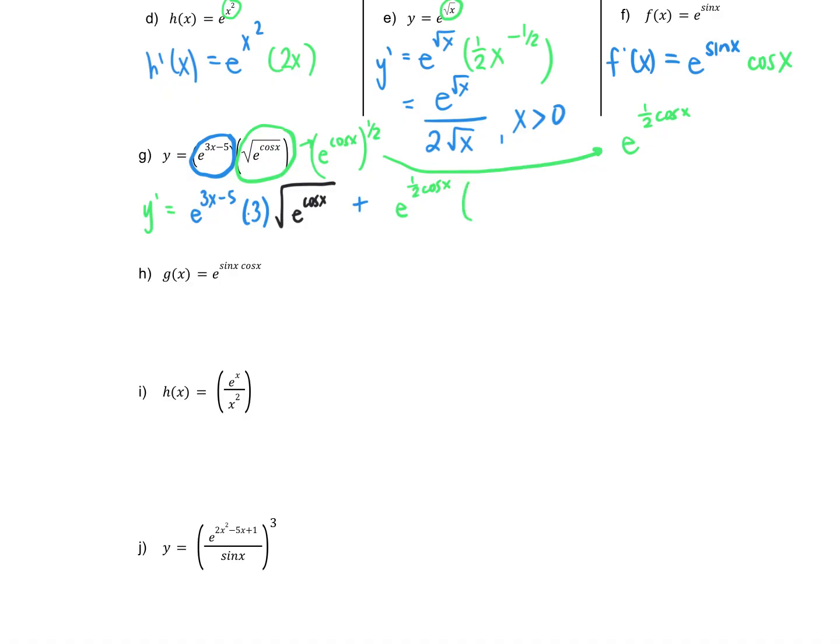Now it's time to take the derivative of 1/2 cos x. The 1/2 doesn't get affected. The derivative of cos is negative sine, so I'm going to put a negative in front of the 1/2. And there we are.